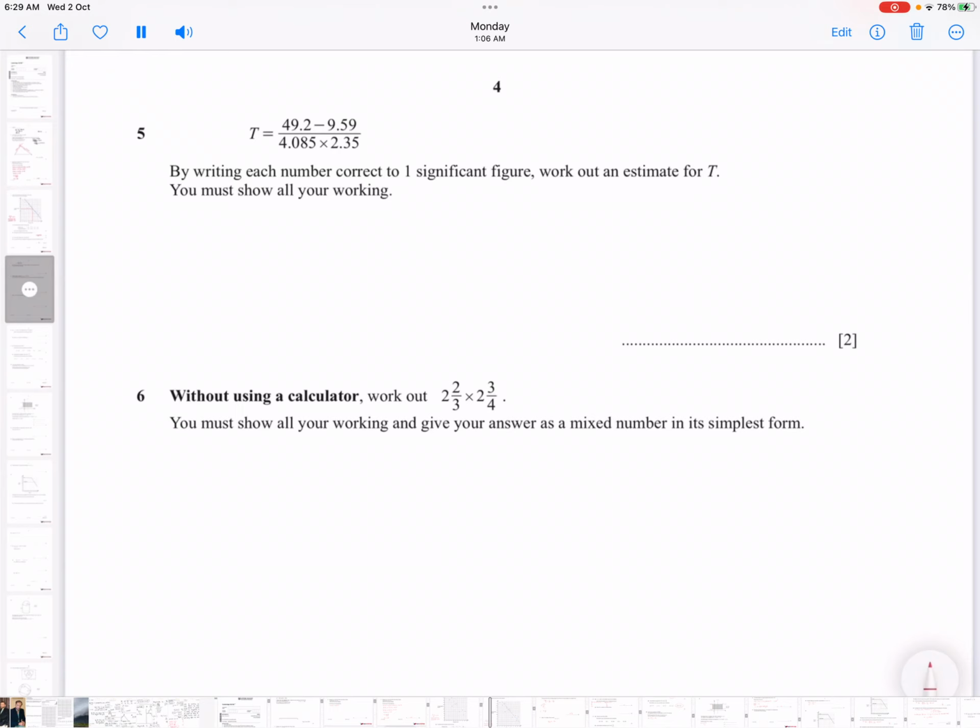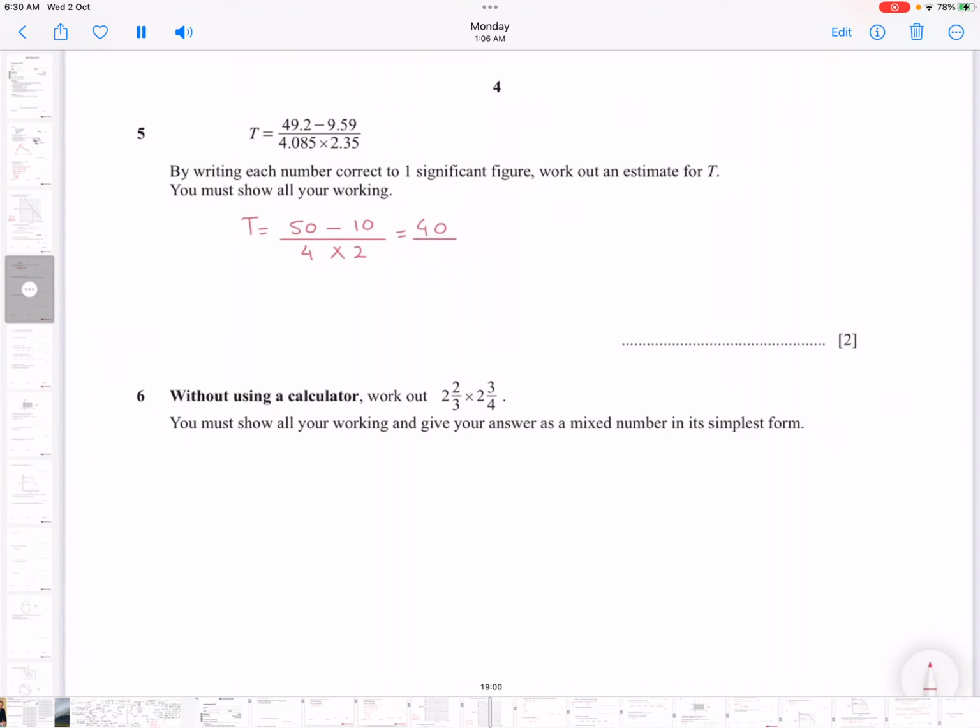Question number 5. By writing each number correct to one significant figure, work out an estimate. You must show all your working. So 49.2 up to one significant figure would be 50, minus 9.59 up to one significant figure makes it 10, 4.085 makes it 4, 2.35 makes it 2. Now you can easily simplify this. So this is your answer.